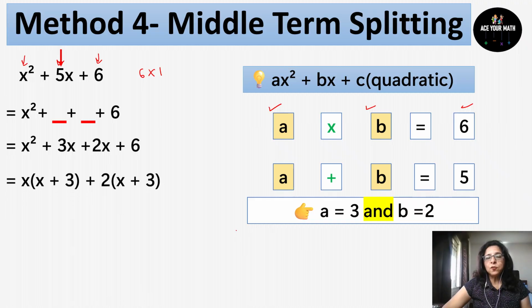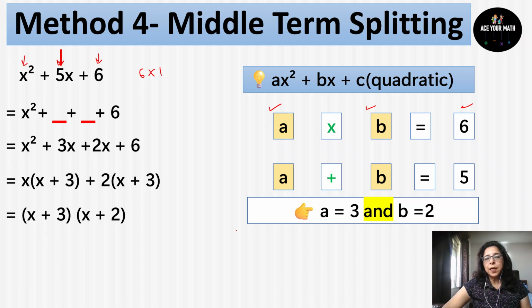In the first two terms, if you take x outside, inside you will be left with x plus 3. And in the second part, if you see, 2 is common. So if you take 2 outside, you are left with x plus 3. Now x plus 3 is common in both. You take it outside, you will be left with x plus 2.